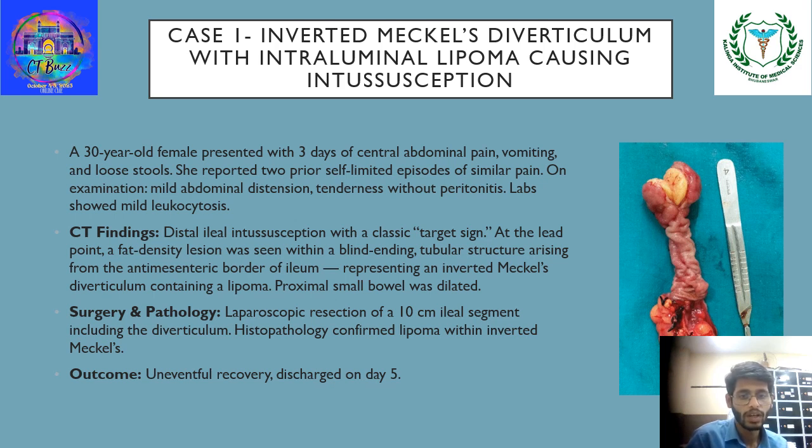At the lead point, a fat density lesion was seen with a blind ending tubular structure arising from the antimesenteric border of ileum, representing an inverted Meckel's diverticulum containing a lipoma. Proximal small bowel was dilated. Laparoscopic resection of a 10 centimeter ileal segment including the diverticulum was done. Histopathologically confirmed lipoma within inverted Meckel's. Outcome was uneventful. The patient was discharged on day 5.